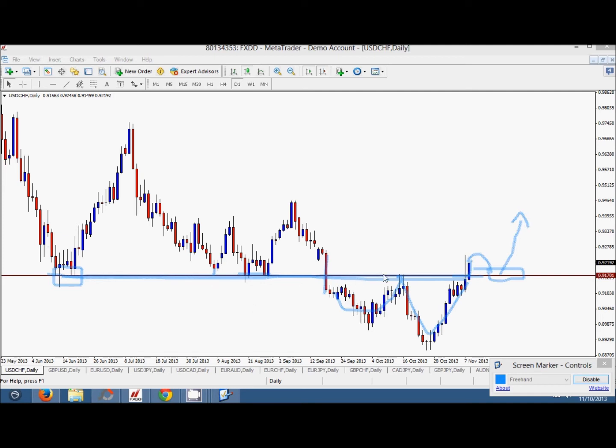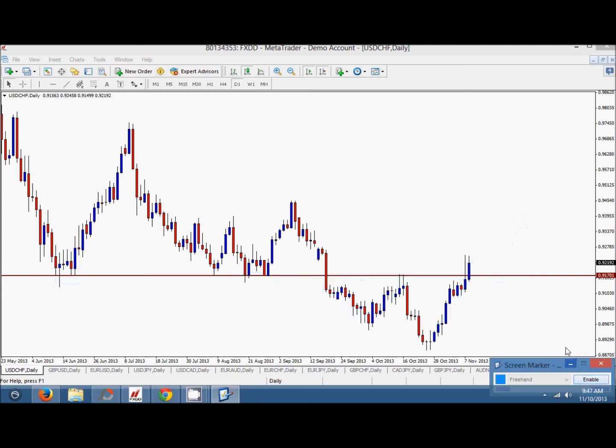Since prices broke through this major support resistance zone right here, it looks like the trend has switched, and we are now looking to go long. So we're looking for a couple more bars up here, and then for it to come back down, test this support zone, and then we're going to look for a bullish price action trade setup to reject that support zone, and then we're going to look to go long. So that's it for the US dollar Swiss franc on the daily chart.